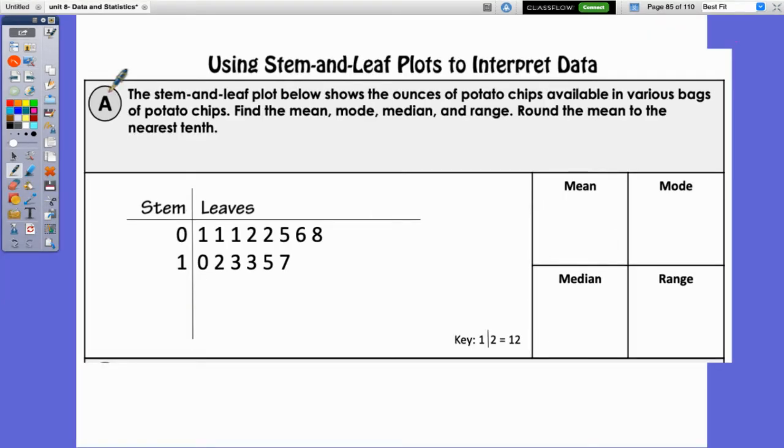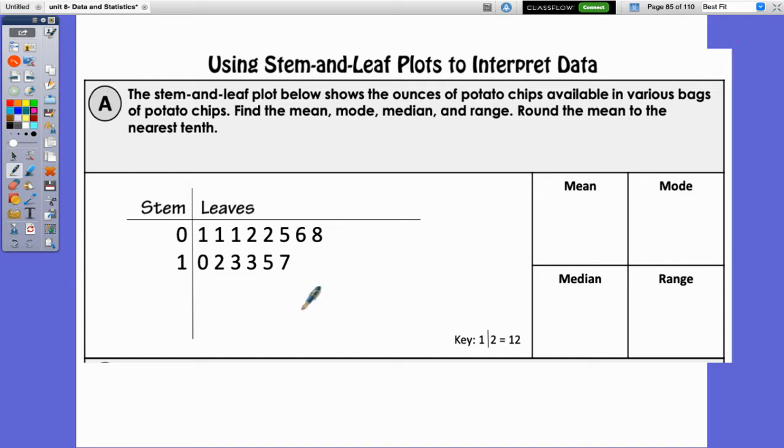I need you to get out this stem and leaf plots to interpret data note sheet. So yesterday we learned how to make stem and leaf plots. And today we're going to use them to find mean, mode, median, and range. So this is the first one. It says the stem and leaf plot below shows the ounces of potato chips available in various bags of potato chips. Find the mean, mode, median, and range. Round the mean to the nearest tenth.